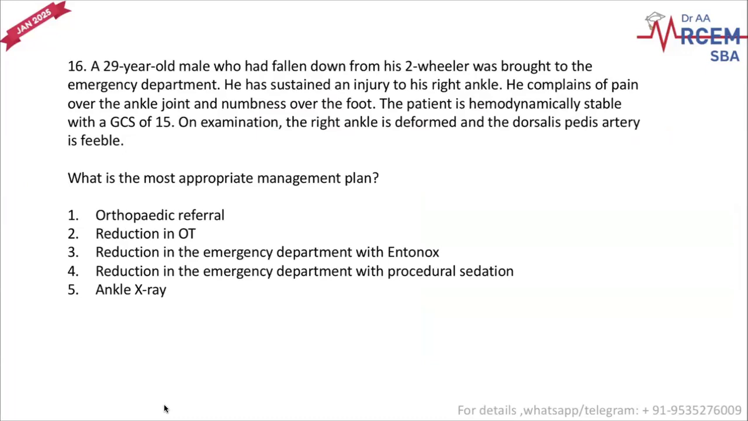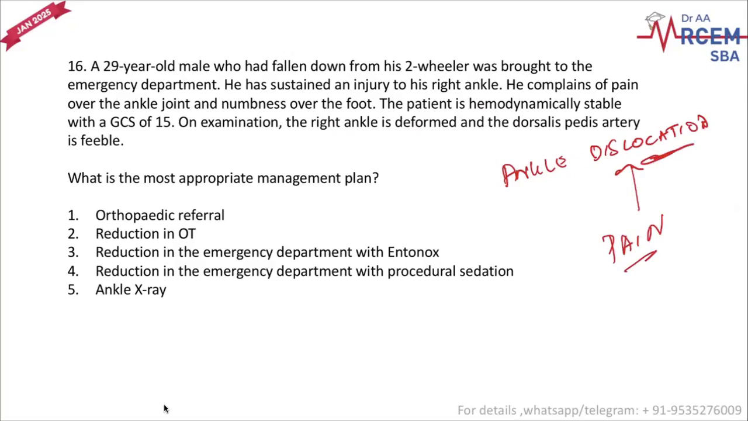What are we suspecting here? We are suspecting an ankle dislocation. In ankle dislocation, usually we do not get an X-ray done. You can directly go ahead and reduce it. So in the emergency department, you're reducing it. But the NICE guideline says make sure the pain management is excellent when you're reducing it. It doesn't justify that you just do it without any pain management.